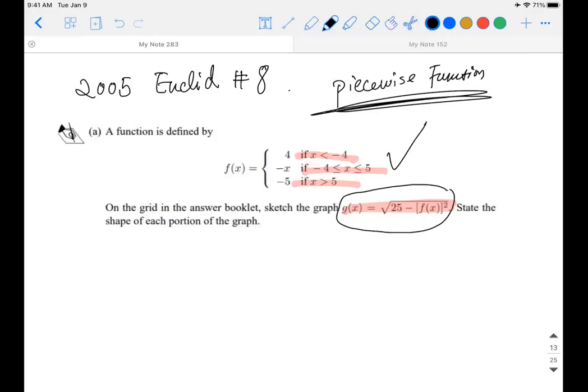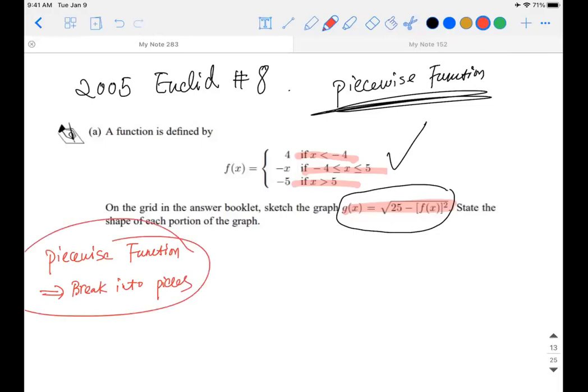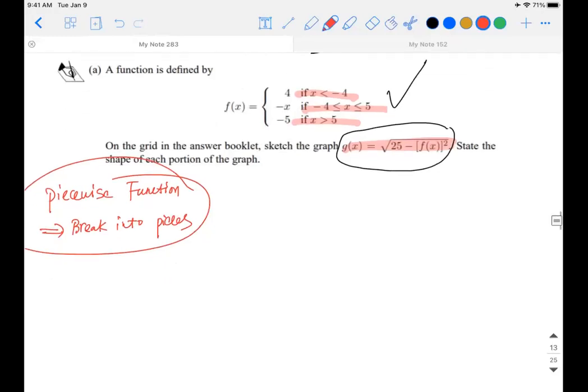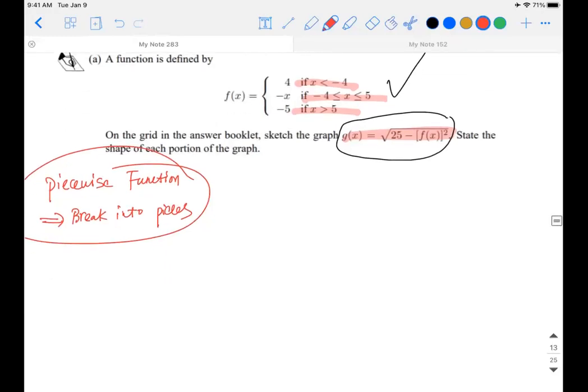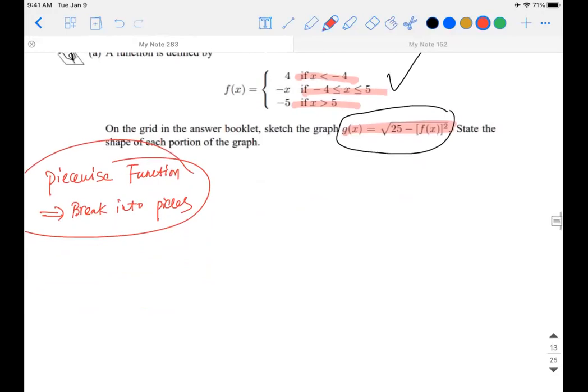Let's check it out. Piece by piece, how are we going to do this? A piecewise function, you always have to break into pieces, right? Don't get confused for the entire thing. You need to basically break it into different pieces. So let's check out how we can break it into different pieces.